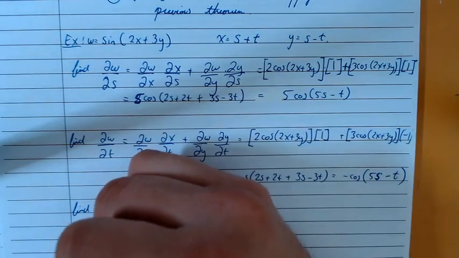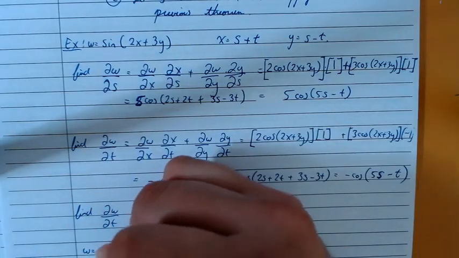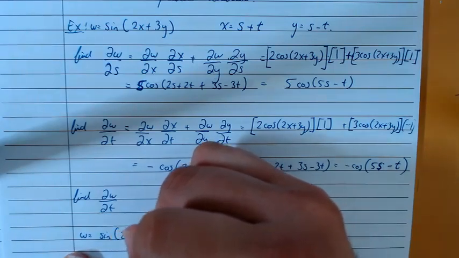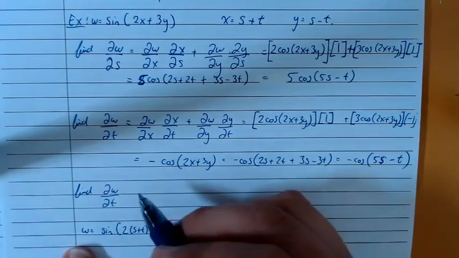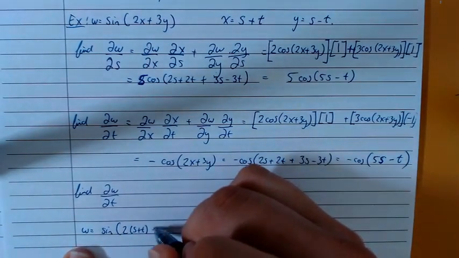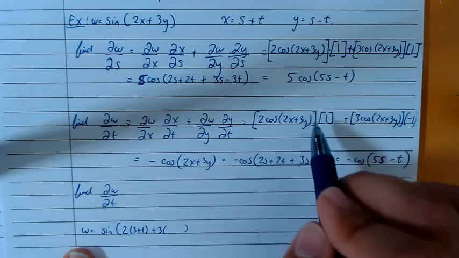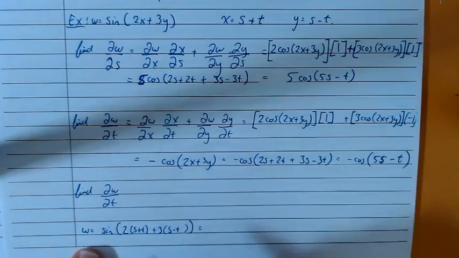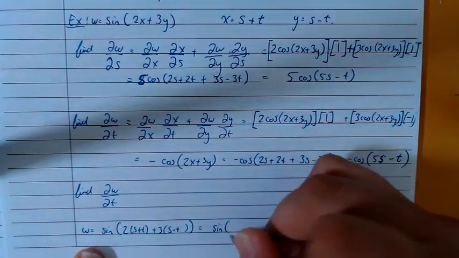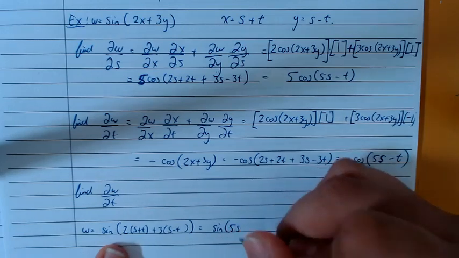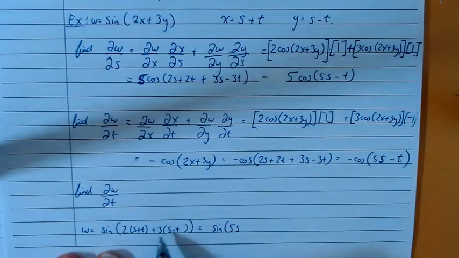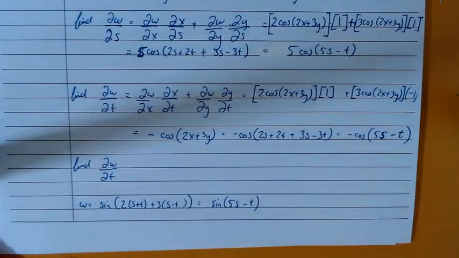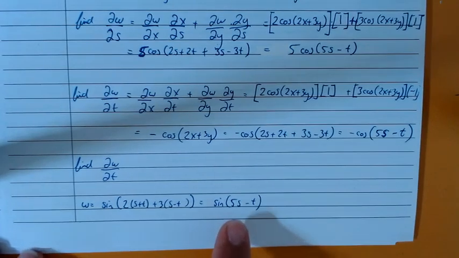All right, well, first of all, W is equal to the sine of 2x. Well, that's my x. It's s plus t. Plus 3 times y. Well, again, there's my y. It's s minus t. And so we're left with sine of 2s plus 3s, that'll be 5s. And then 2t minus 3t, that's negative 1t. All right, so there is our function with respect to just s and t.